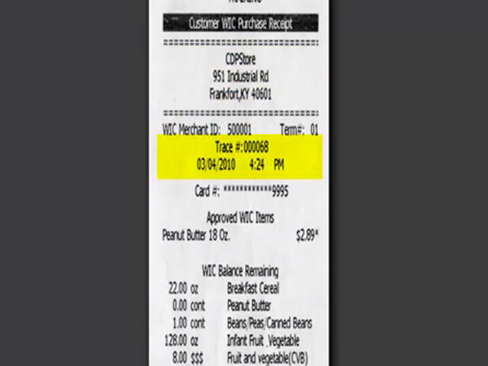Next, we see the trace number, which is a number that maps the details of the transaction, and the date and time of the transaction. The last 4 digits of the EBT card is printed on the receipt as well.